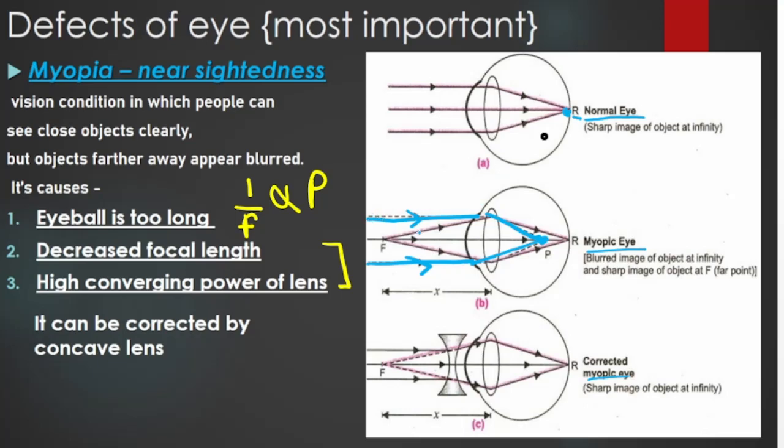When you see these parallel rays, just understand that it means the object is at infinity, the object is very far. That's why the light rays coming to us from the object appear to be parallel to us. The object is actually very far from us, and because of that, either the eyeball of this myopic eye is too big, or the power of the lens is too high, because of which the image is formed before retina.